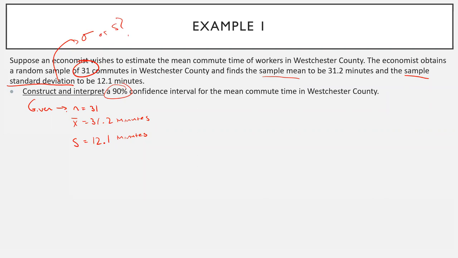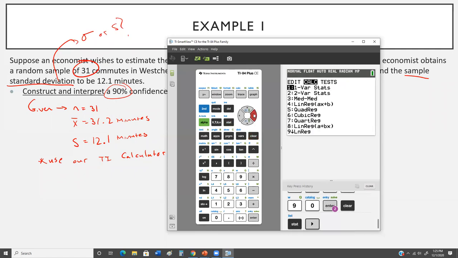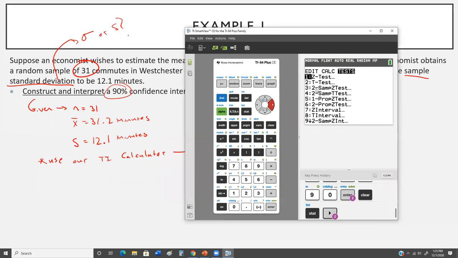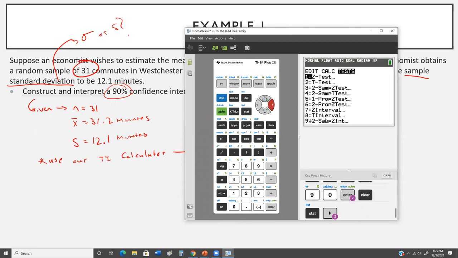Again, we're gonna use our TI calculator, and these are the options you're gonna press. You're always going to press stat, then scroll over to tests. We use number 7 whenever we had a Z critical value. But if you look back in the slides, I have a T critical value. Can anybody guess what option we'll use here? Yeah, we want this T interval now.